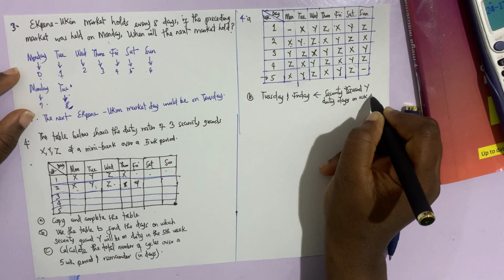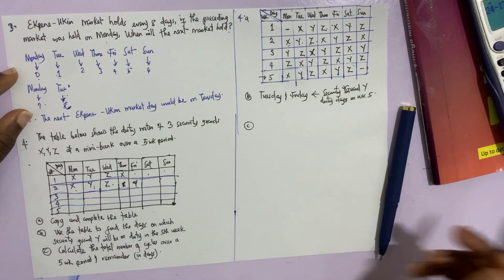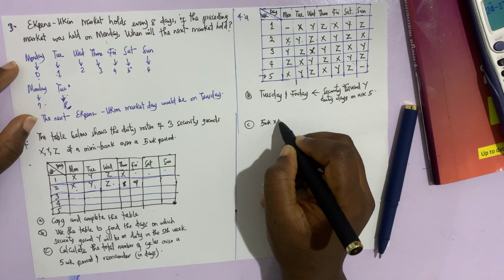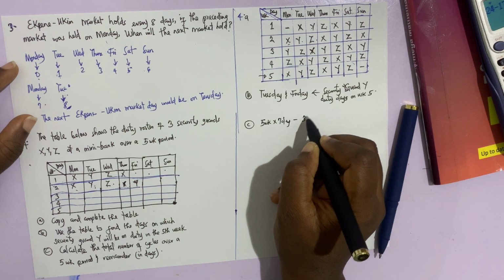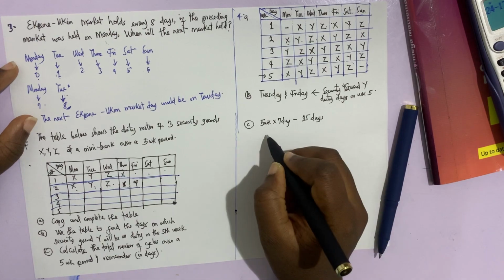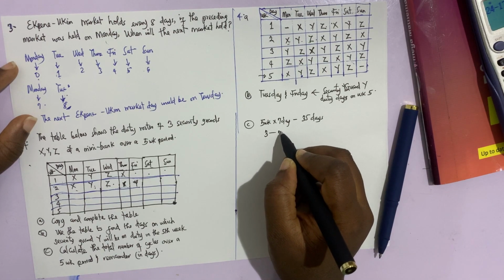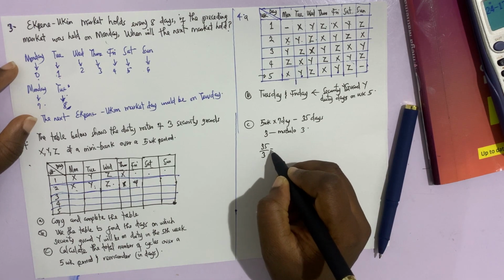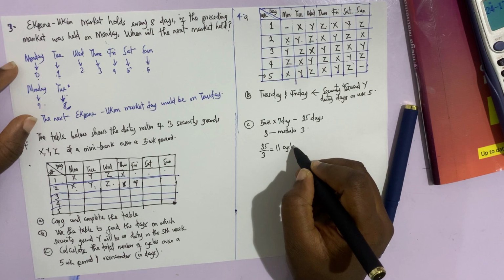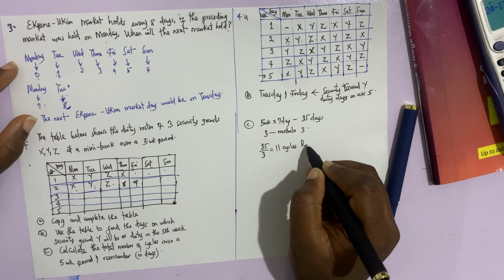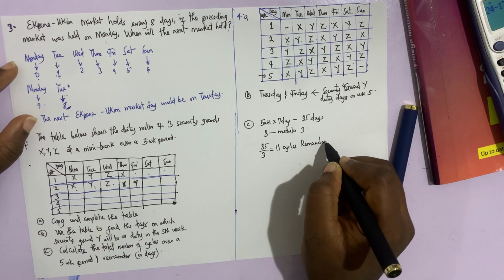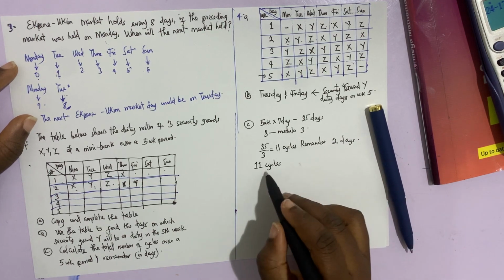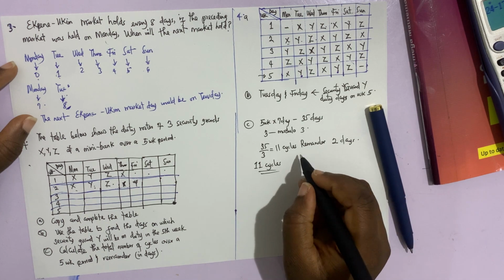And then the final question, calculate the total number of cycles over the 5-week period and the remainder. 5 weeks times 7 days will give us 35 days. We have 3 workers, so that's modulo 3. 35 divided by 3 will give us 11 cycles with remainder 2 days. Each guard will have been on duty on 11 days each, with 2 days extra.